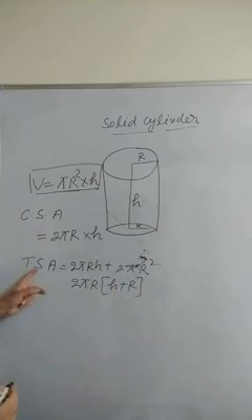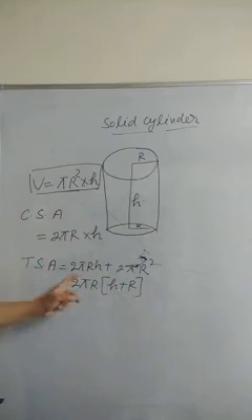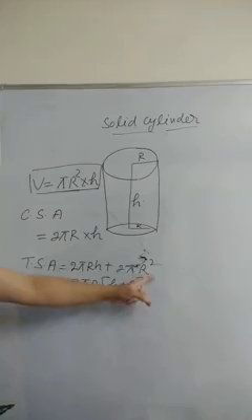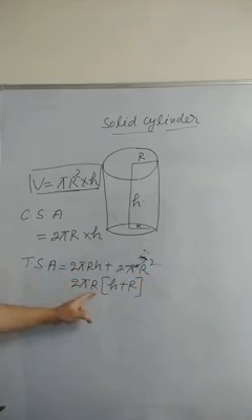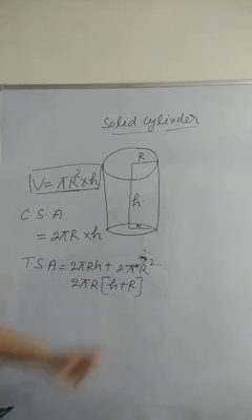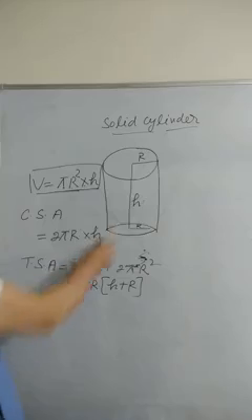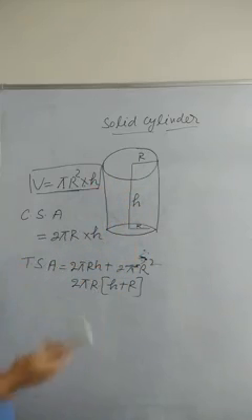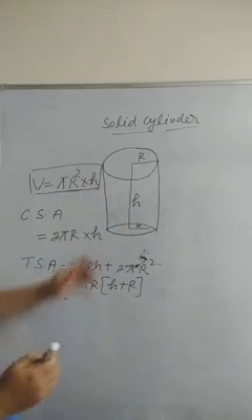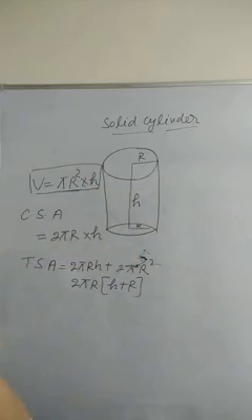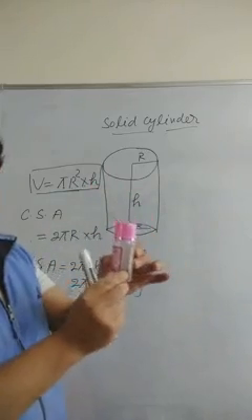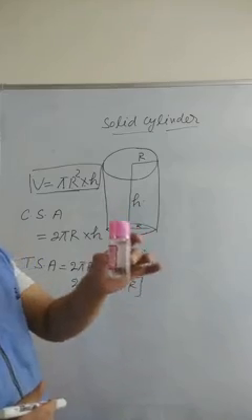So the total surface area of a cylinder is given by 2 pi r h plus 2 pi r square. You write it this way, or you can take 2 pi r common, h plus r. So this will give you the total surface area of this cylinder. Or in other words, this is the total area which you can paint.